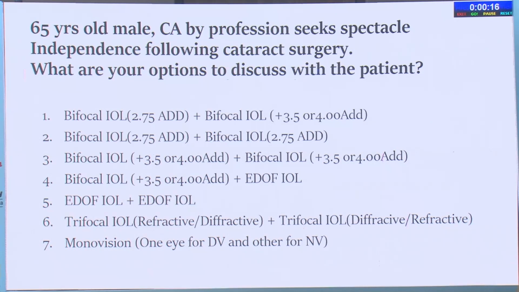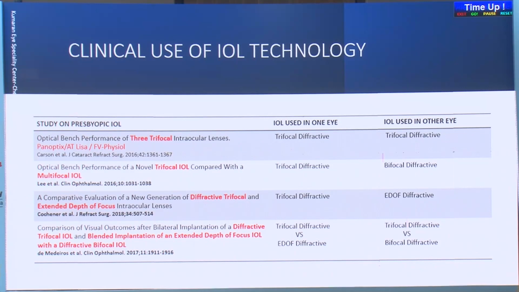So this is a typical thing which you come across in any tier cities. You come across a 65-year-old chartered accountant seeking spectacle independence. What would you choose? Different people do it differently. Whatever works best for you, please go ahead with that. There are so many combinations available. So talk with the patient, learn his lifestyle, look into what kind of personality he is, and then you decide. Yeah, you have time. Go ahead.